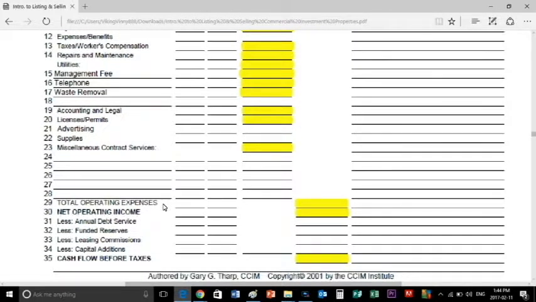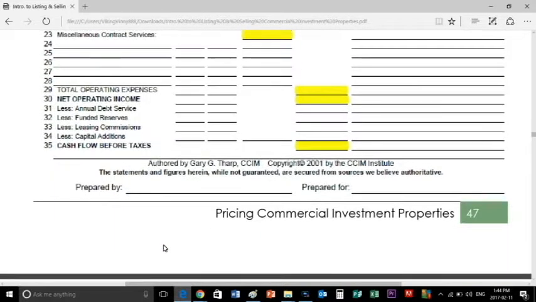Then we have the total operating expenses. 29. 30 is net operating income. 31, less annual debt service. 32, less funded resources. 33, less leasing commissions. 34, less capital additions. And 35, cash flow before taxes. And it says here, authorized by Gary G. Tharp, CCIM, copyright 2001 by CCIM Institute. So this is the Training Institute. The statements and figures herein, while not guaranteed, are secured from sources we believe authoritative, prepared by, put the name, prepared for, put the name.